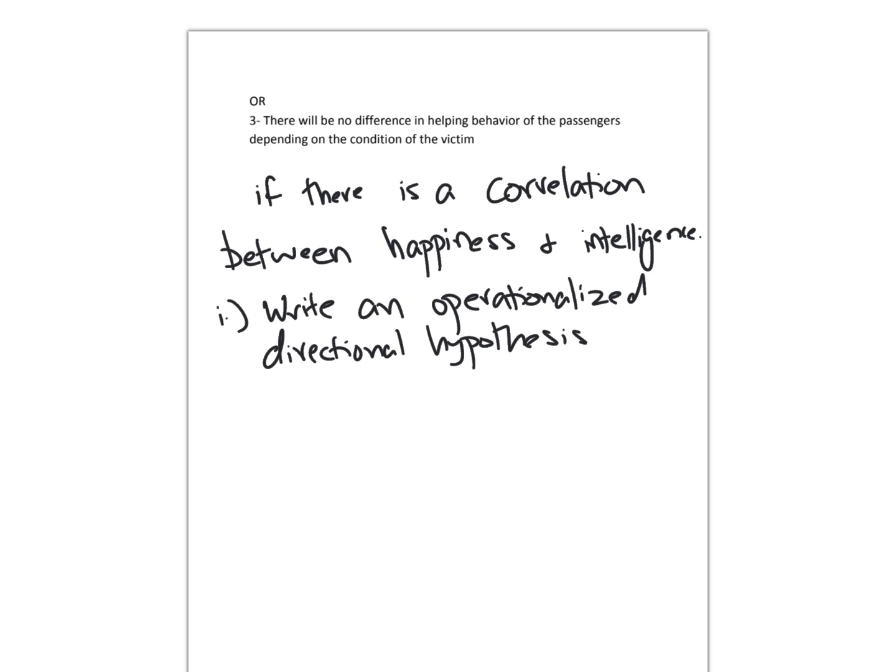So for a correlational study, we have to identify the two variables, happiness and intelligence. And the way we operationalize the variables in a correlation is the same way we operationalize the DV. Okay, so we have to measure them. So we measure happiness, we measure intelligence. How can we measure happiness? I gave you the example, how much a person smiles. How can we measure intelligence? If you say how smart a person is, that's not elaborate enough.